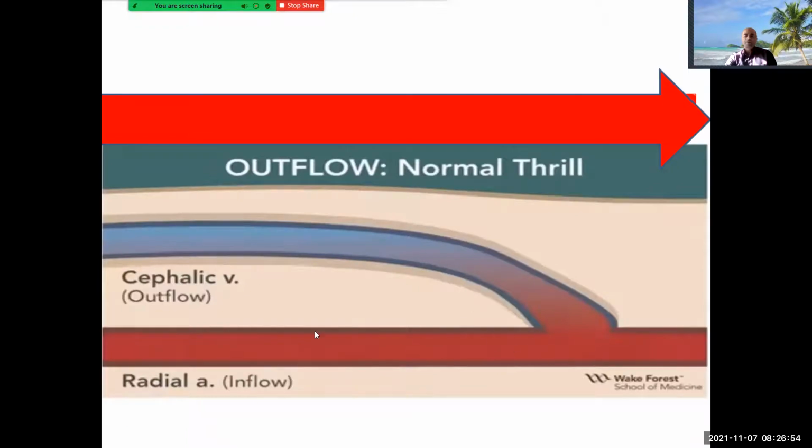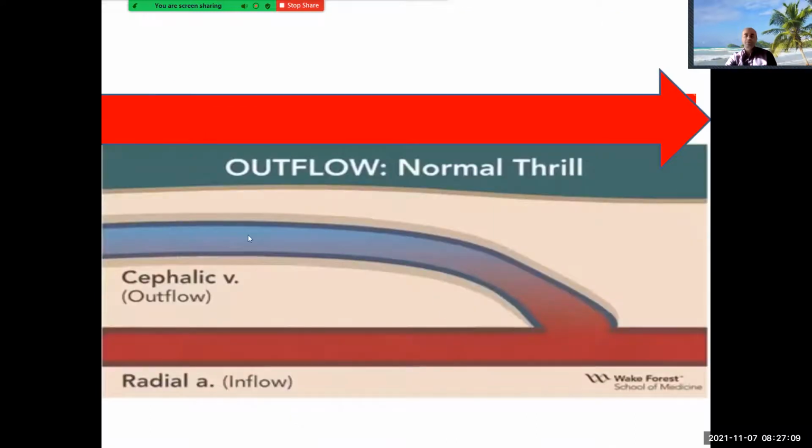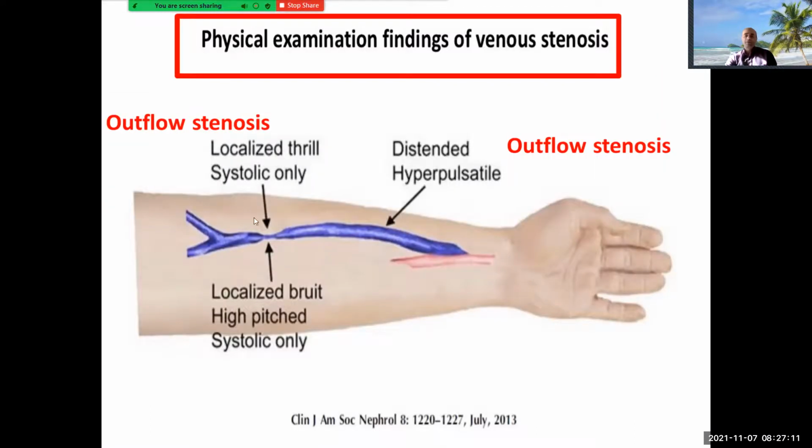This is normal flow through a normal fistula, capillaries, veins and radial vein. Flow is equal everywhere, with continuous pulsation and continuous thrill, the same all along the track. This is a normal soft continuous thrill. If you have stenosis, there is a localized thrill, systolic only, at this area. If you feel with your stethoscope or palpation, you will feel just a localized thrill, or a high-pitched systolic-only bruit by auscultation. This is by palpation. This is outflow stenosis.